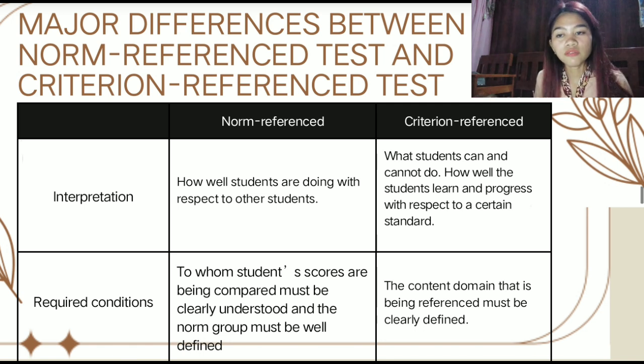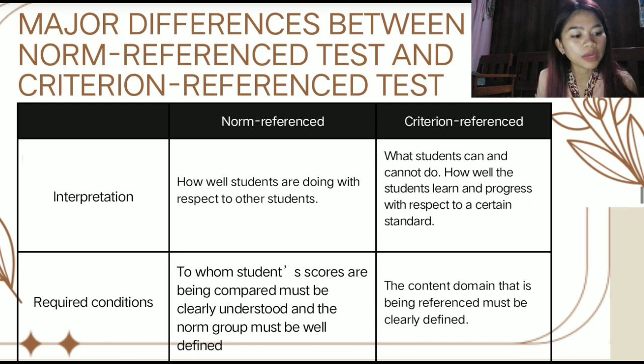How will the students learn and progress with respect to a certain standard? So as what I have said earlier, the criterion reference is the test that compares the tester's performance to an objective standard. So you are defining yourself, no? Rather than norm reference, it talks about comparing to other students or other people, right? So let's proceed to the required condition.